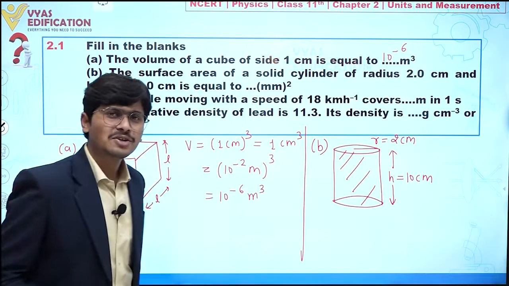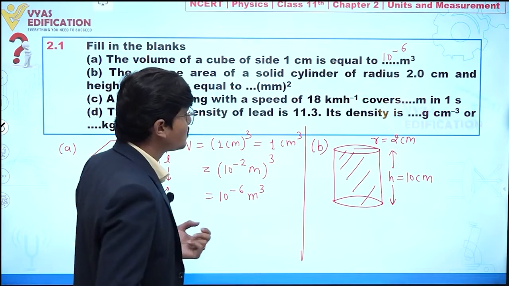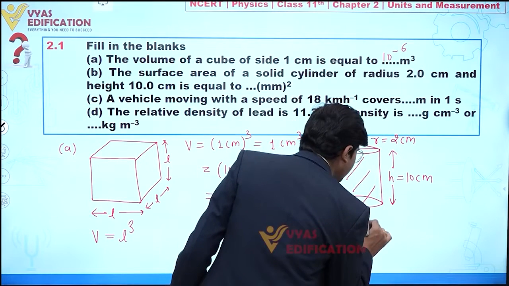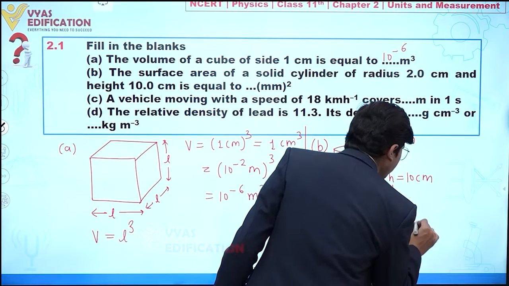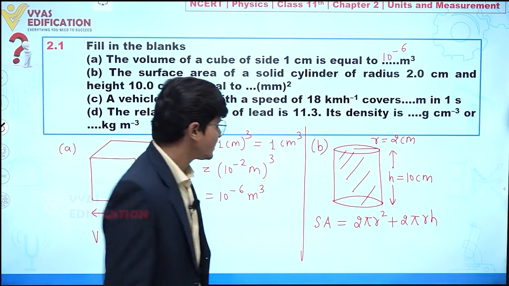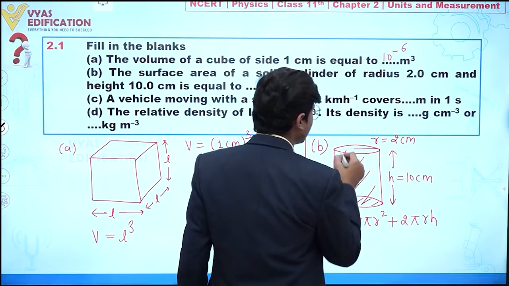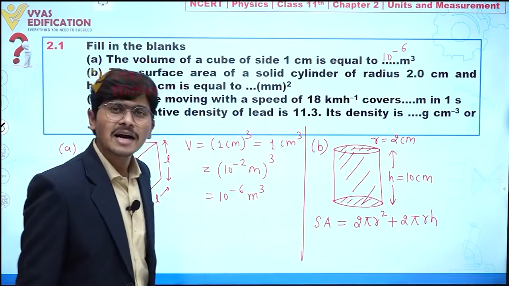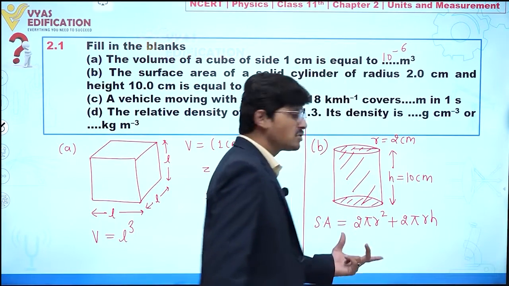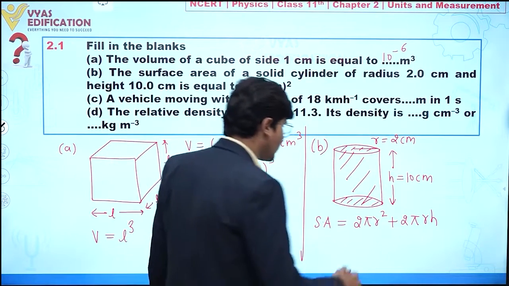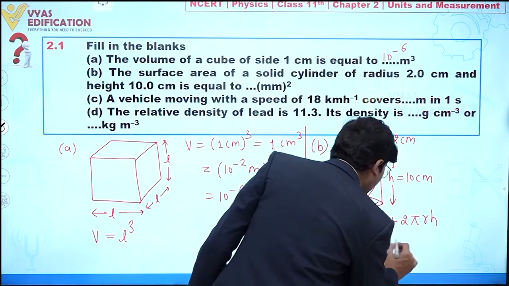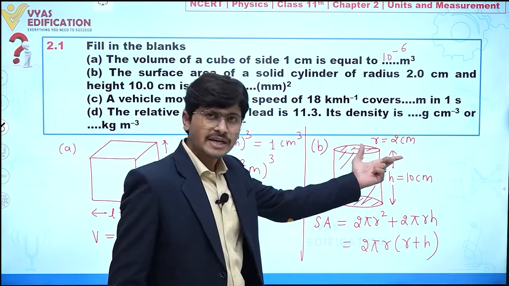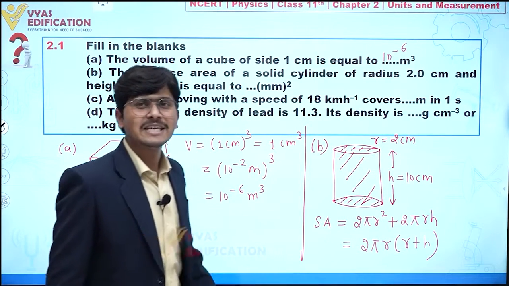Now our objective here is to find the surface area. What is the formula for the surface area of this solid cylinder? It is equal to 2 pi r square plus 2 pi r h. The two circular ends each give pi r square, and the curved surface area is 2 pi r h. So the surface area is 2 pi r square plus 2 pi r h. From here we can take 2 pi r common, giving 2 pi r times r plus h. Now we can put in the values of radius and height and find the surface area in centimeter square.